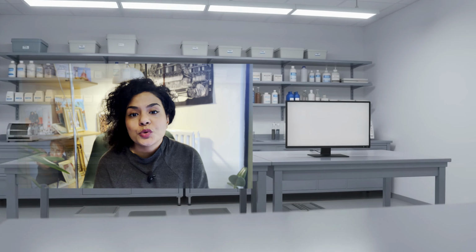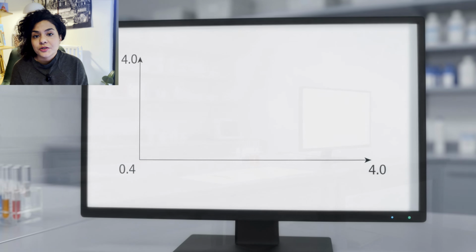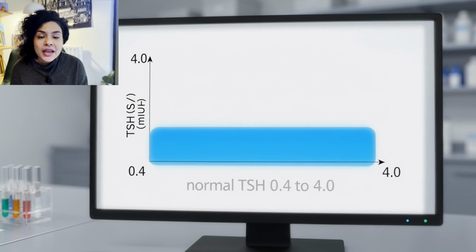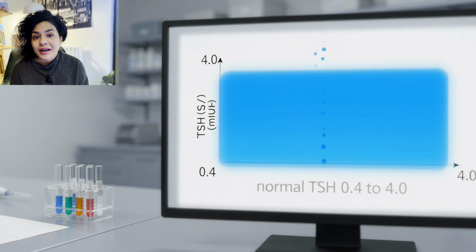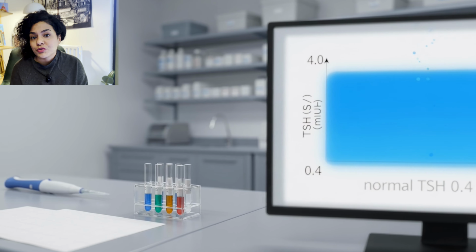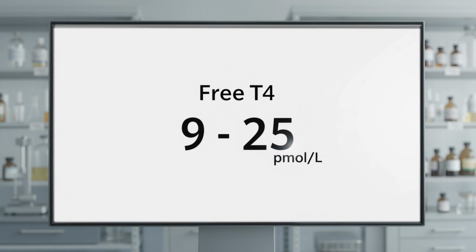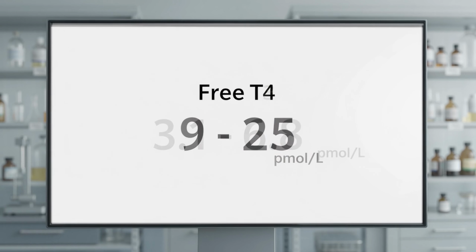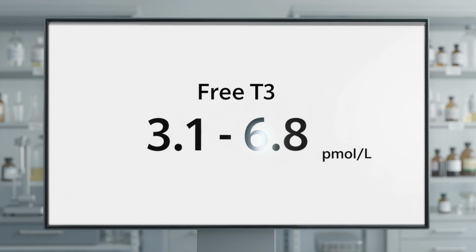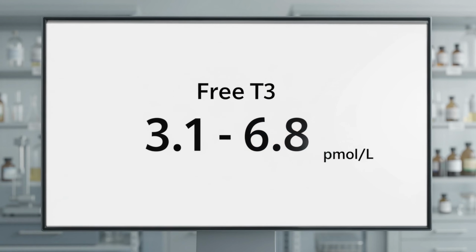In the UK, normal TSH blood test results range between 0.4 and 4.0, but the ranges do slightly vary by labs, so always check your lab's references. T4 typically sits around the 9 to 25 range. T3, you're looking at ranges between 3.1 to 6.8. Again, lab references may vary.